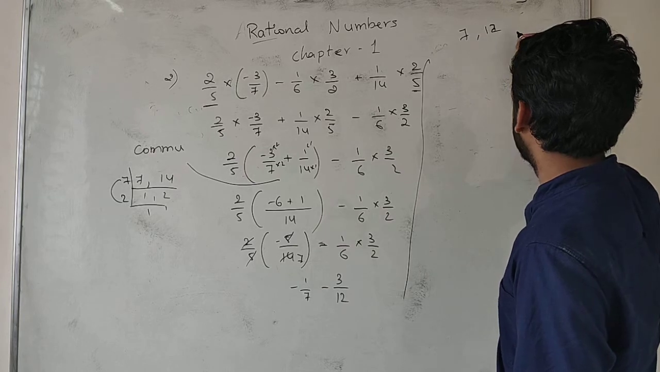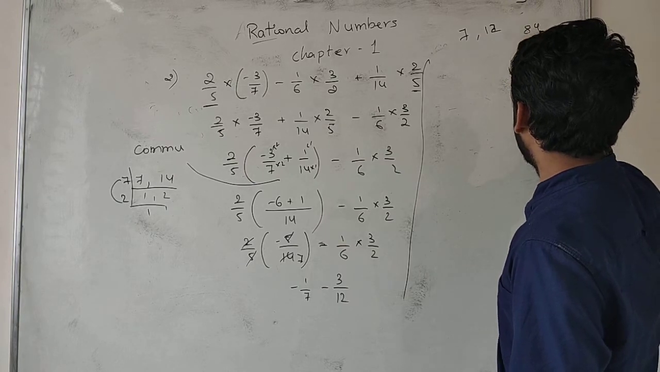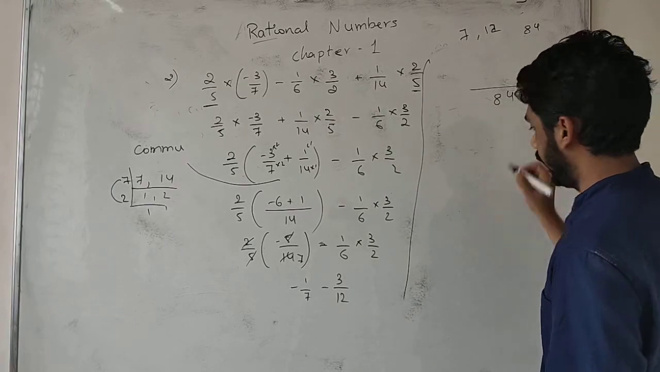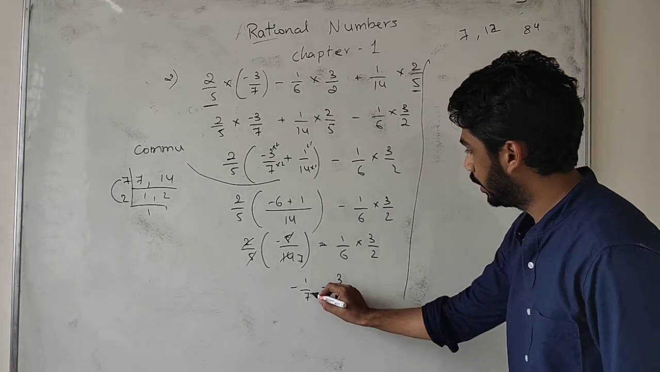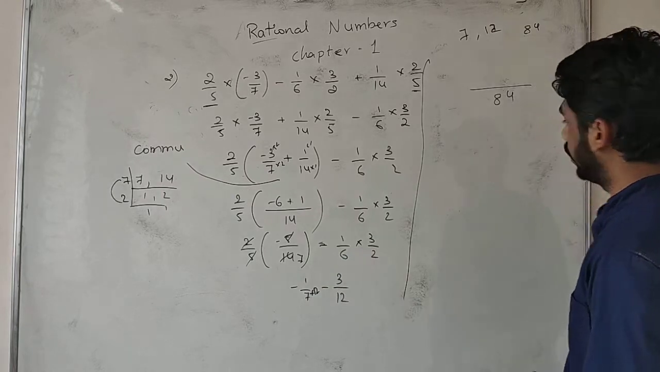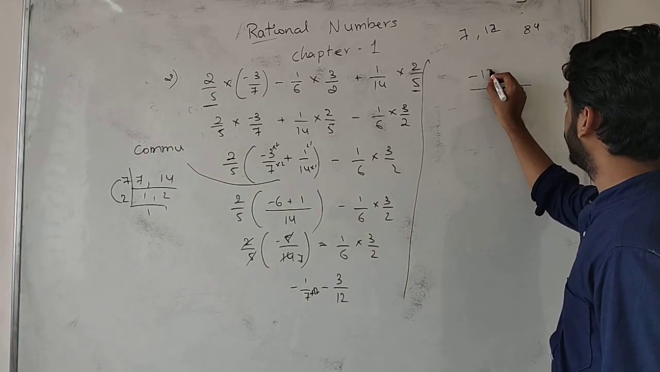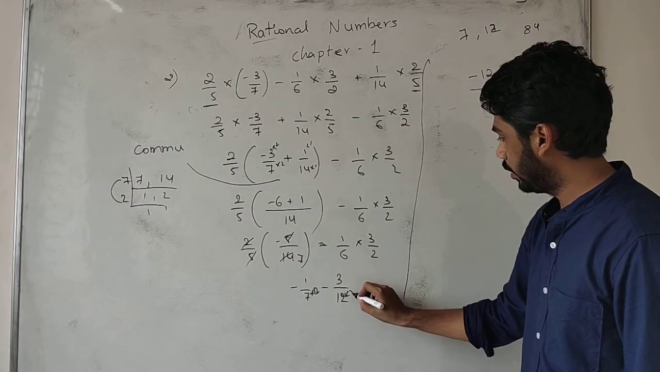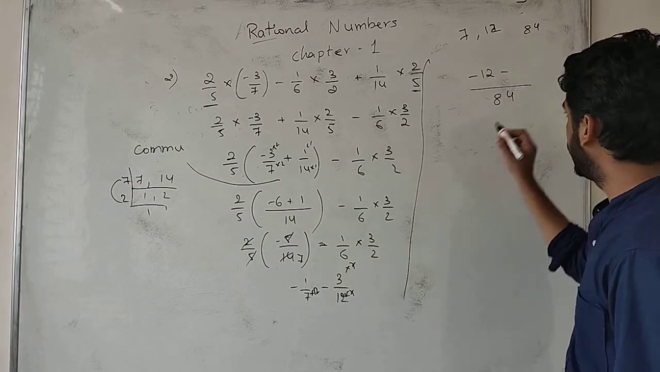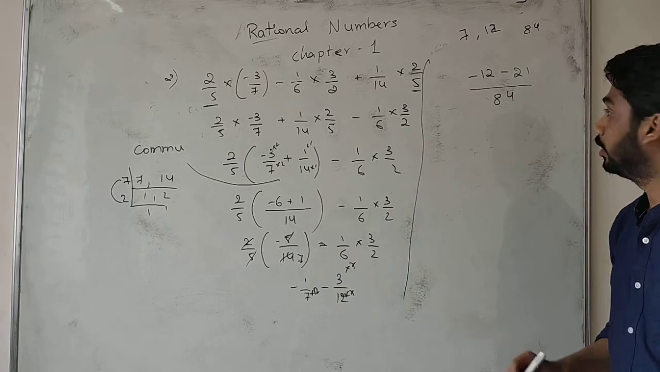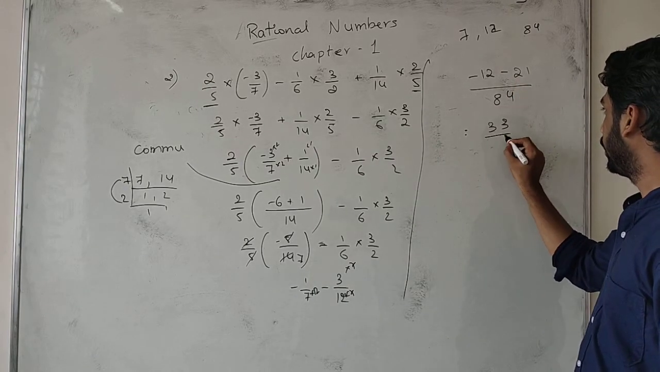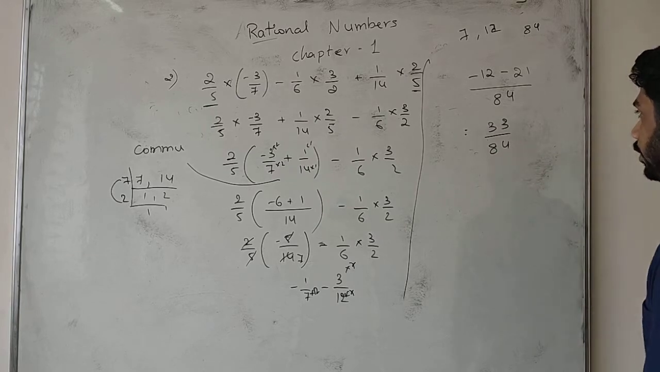12 sevens are 84. The LCM will be 84 because 7 is a prime number. So here, minus 12 upon minus 12, and 7 threes are 21. If you add both, you will get 33 by 84.